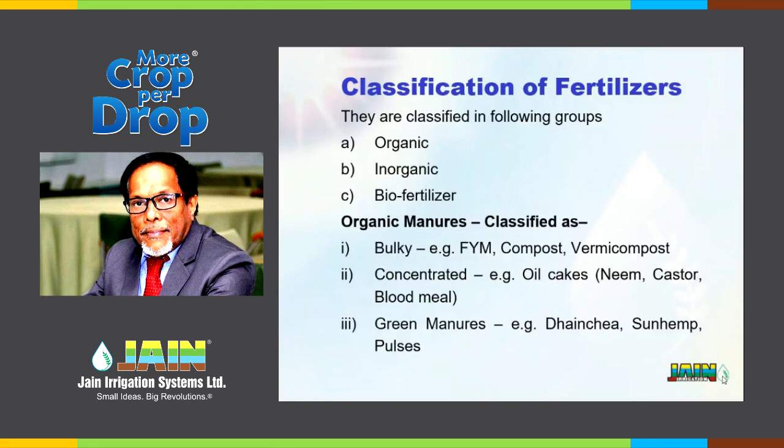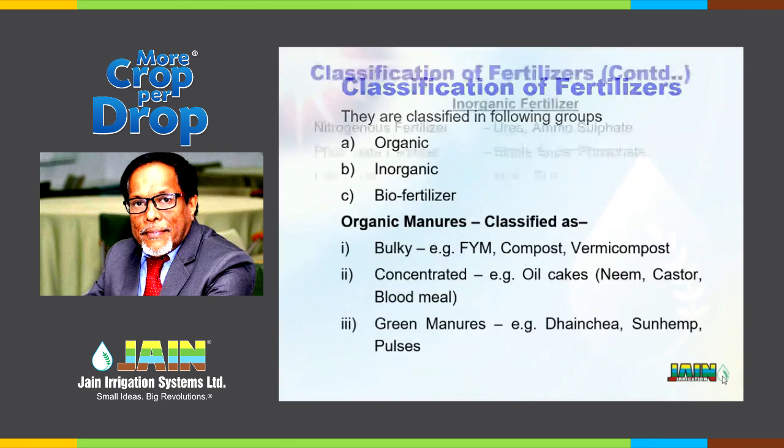Green manures, we grow after harvesting one crop, before we go into the second crop. In the interim, we take about 1 month, 2 months, or 3 months, a crop like sunhemp, and many of the pulses like cowpea, as green manure. They add nutrients to the soil. That's why they're called green manure.